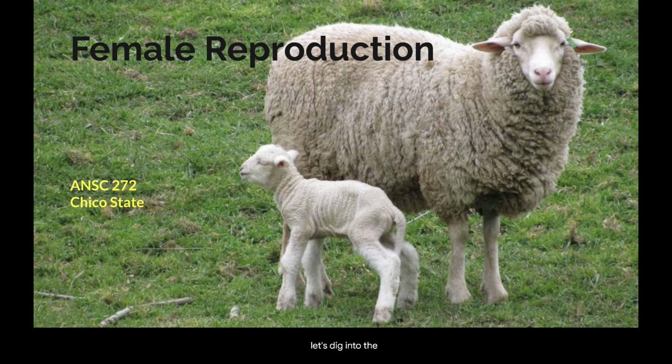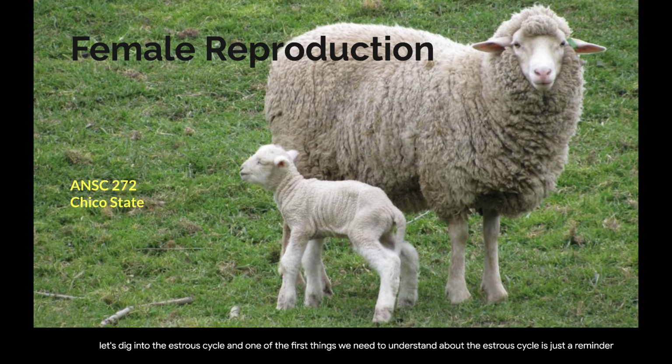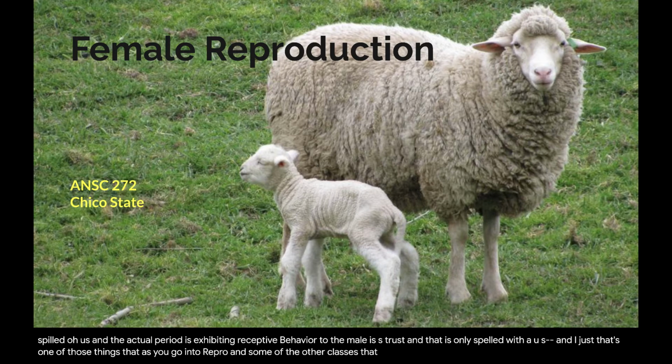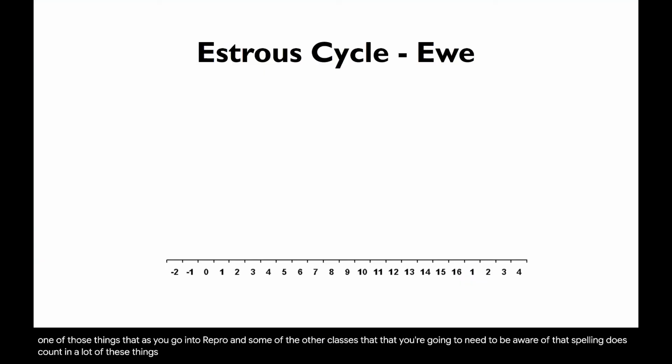Let's dig into the estrous cycle. One of the first things we need to understand about the estrous cycle is just a reminder that the cycle is spelled O-U-S. And the actual period of exhibiting receptive behavior to the male is estrus, which is only spelled with a U-S. As you go into Repro and some of the other classes, you're going to need to be aware that spelling does count in a lot of these things.